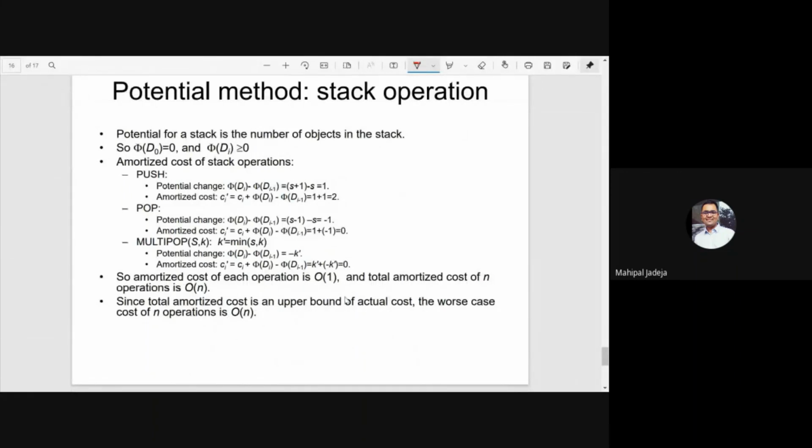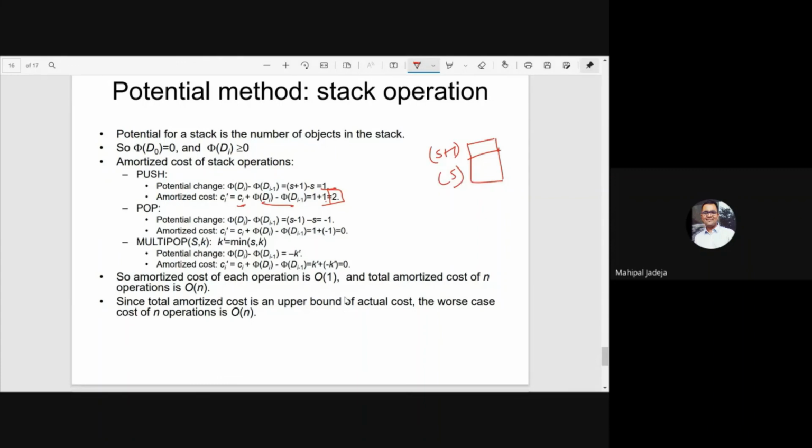So now let's talk about amortized cost and potential change. What will happen after a push operation? Let's say S elements are already there in my stack, and now I am applying a push operation. So now S plus one elements will appear in my stack. The potential difference will be S plus one minus S, which is one. I know the formula for amortized cost: actual cost plus potential difference. Actual cost is 1, potential difference is 1, so amortized cost is 2, right?